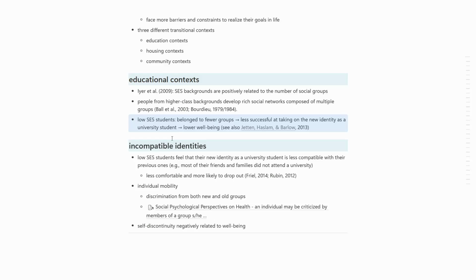So I have said that even if they are in low status groups, they can reduce the negative impact of social status on health by belonging to multiple groups. But the number of groups they can actually belong to can be influenced by which SES background they come from. And also, low status group people tend to perceive a university student identity as incompatible with their old identities.